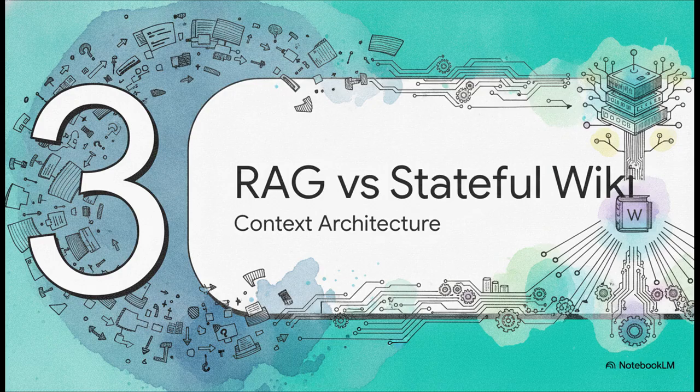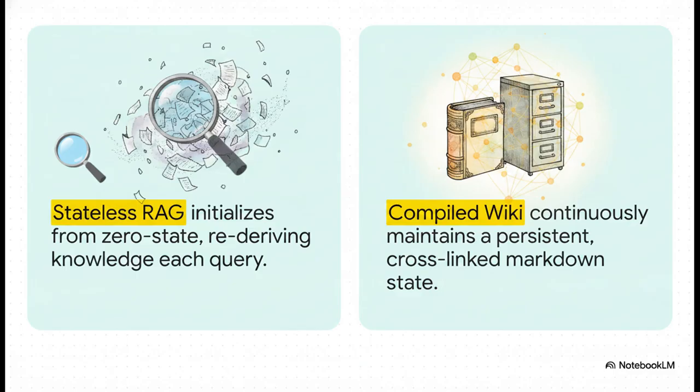Section 3. RAG versus stateful wikis. We really have to talk about the massive contrast in efficiency here. The traditional architecture we all know, retrieval augmented generation, or RAG, is inherently stateless and, frankly, amnesic. It initializes from a 0 state on every single query, which forces the model to repeatedly reread and rederive knowledge from raw, disjointed chunks. That creates incredibly high latency.